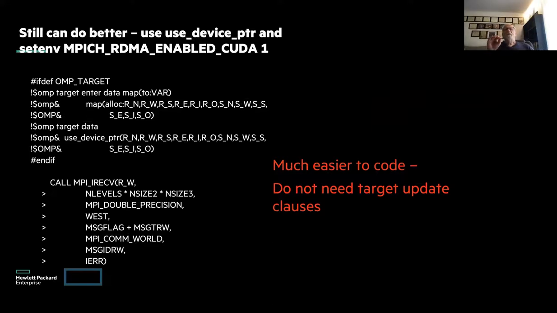All right, now this is something I was going to do, but I didn't have time for. But you do not need those buffers on the host. What you can do is, using inner data, you can allocate the buffers and then use device pointers, which basically tells MPI that R_W is on the device. And so that is transferred to the NIC without going through host memory.